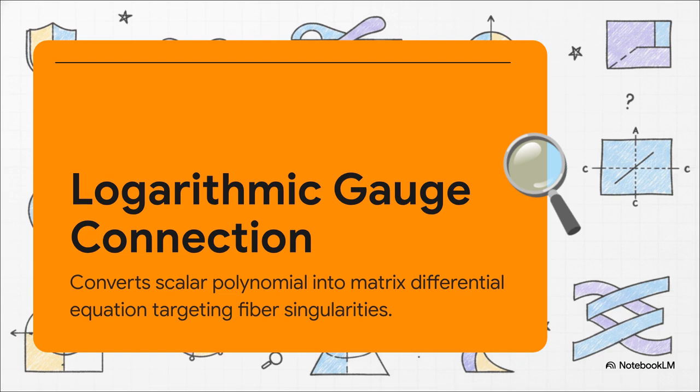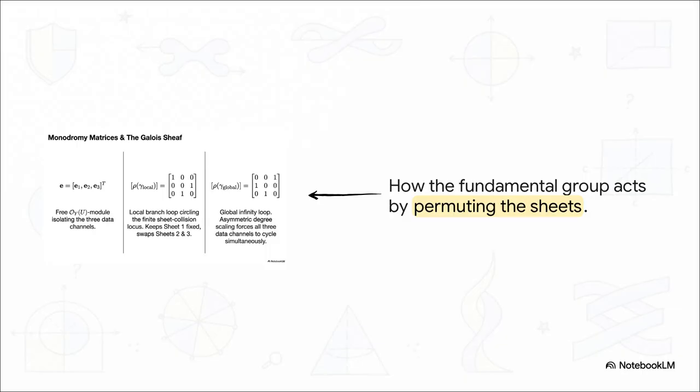Basically, this transformation takes our static companion matrix and lifts it into a highly dynamic geometric operator over the projective line. It maps our scalar algebra problem directly onto the continuous analytic parameters of a Galois representation, and it specifically targets the exact singularities where our sheets merge together. Once we have that dynamic operator set up, we can look at its monodromy, which is really just a fancy way of saying how the data channels twist.